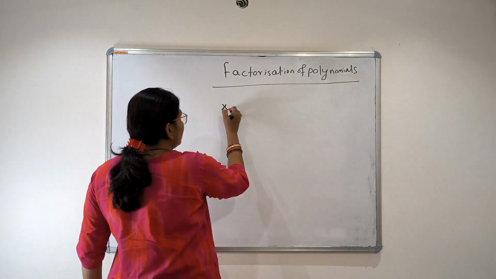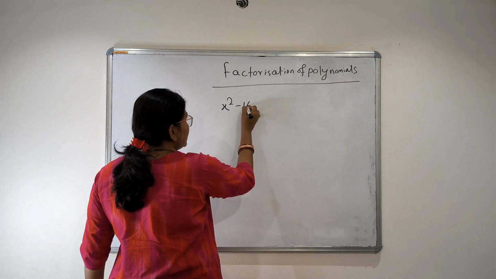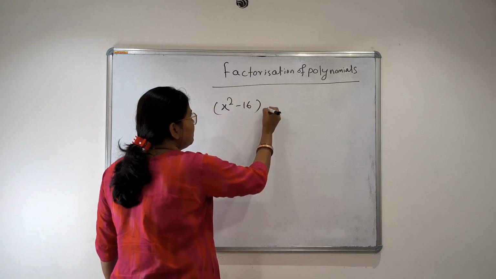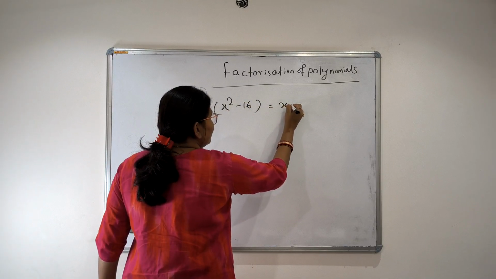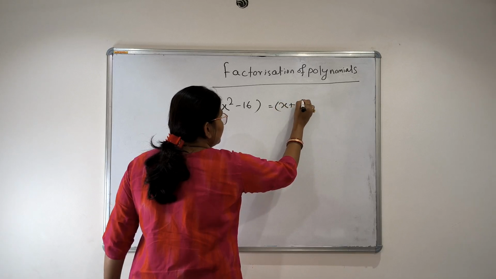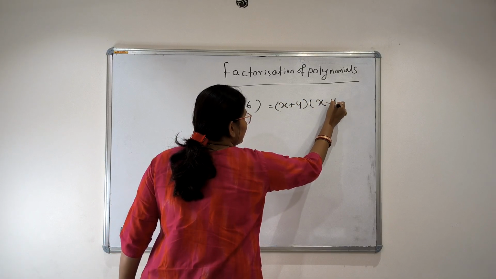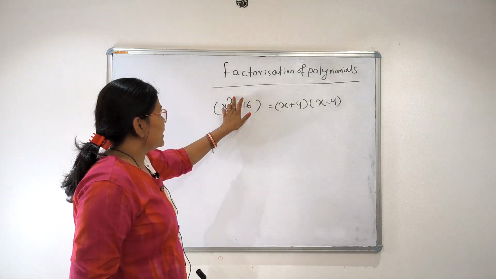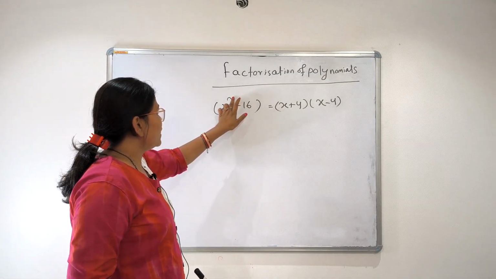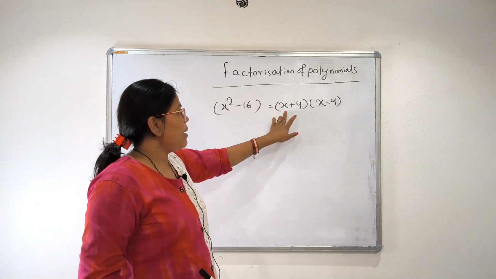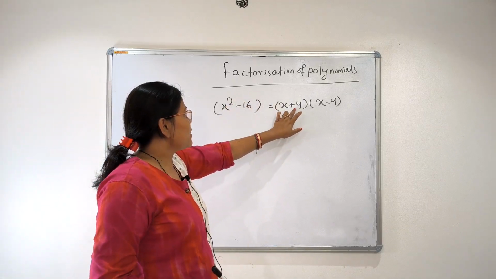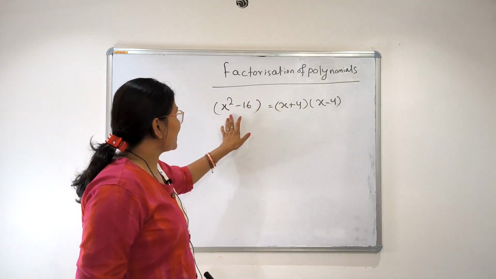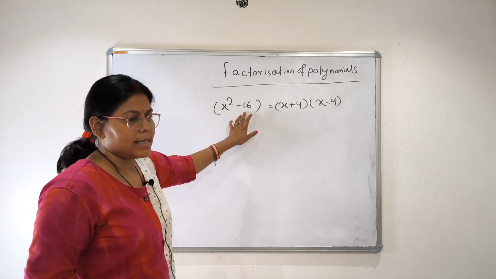You know, for example, x square minus 16. This is a polynomial. If we divide it into x plus 4 into x minus 4, then the degree of x, that is the power of x, is 2 in x square minus 16 and here the power of x is 1. So x plus 4 or x minus 4 is a factor of x square minus 16.